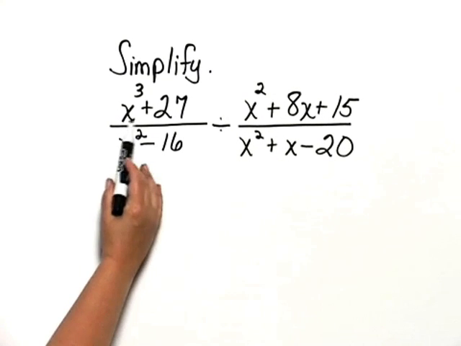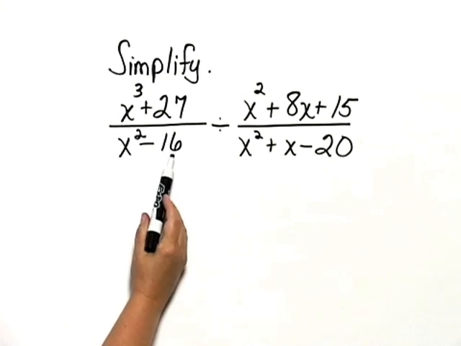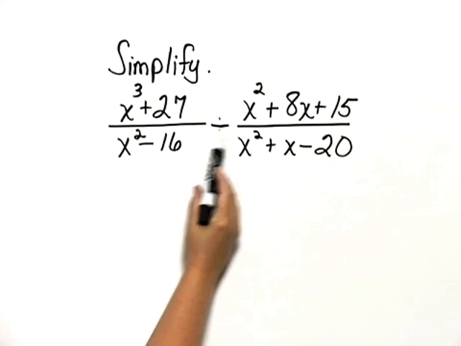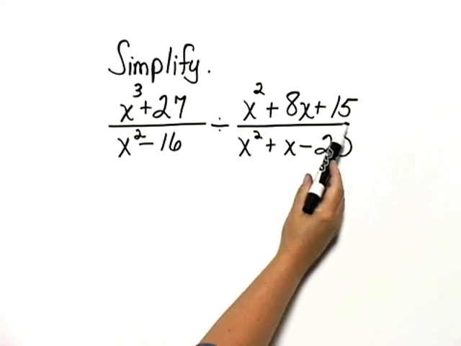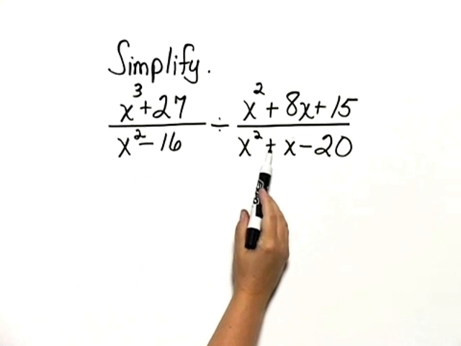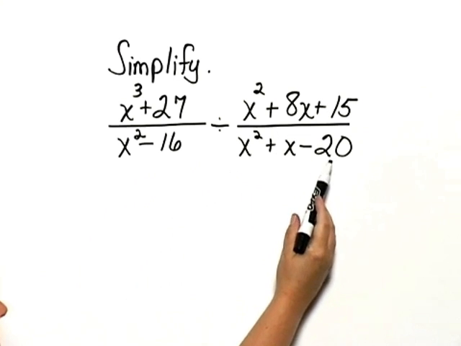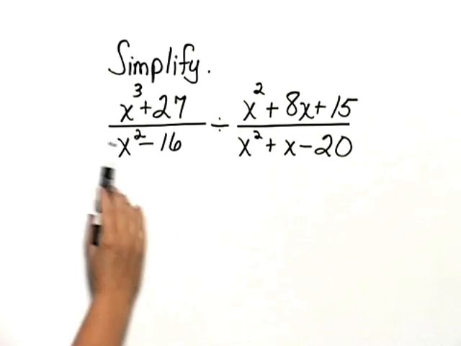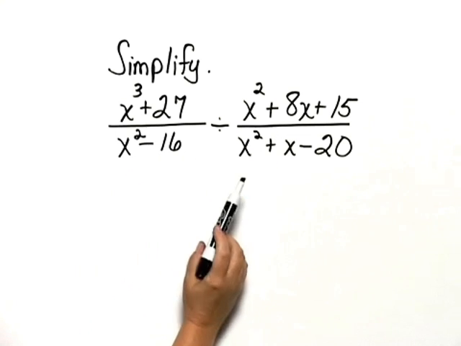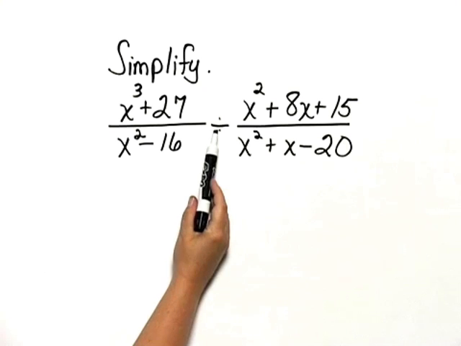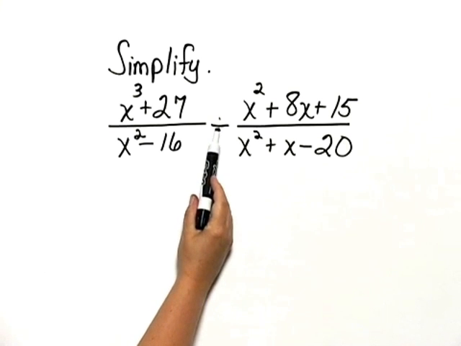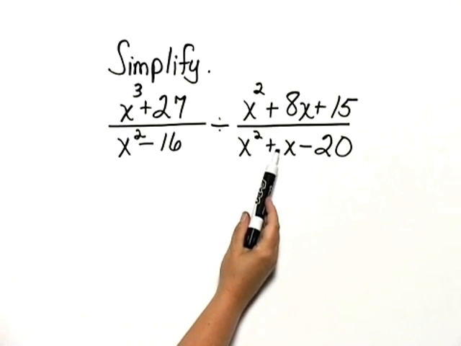Simplify x cubed plus 27 over x squared minus 16 divided by x squared plus 8x plus 15 over x squared plus x minus 20. When you have a fractional expression divided by a fractional expression, we're going to perform that division by writing this as a multiplication times the reciprocal of the second fraction.